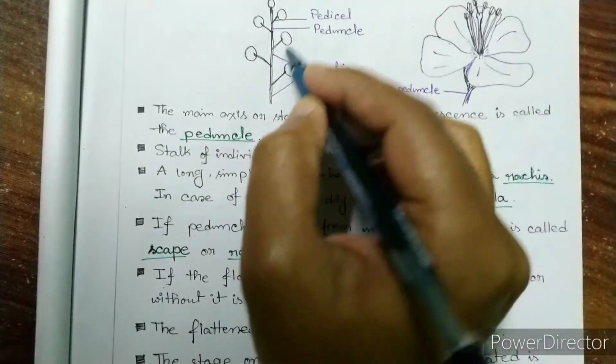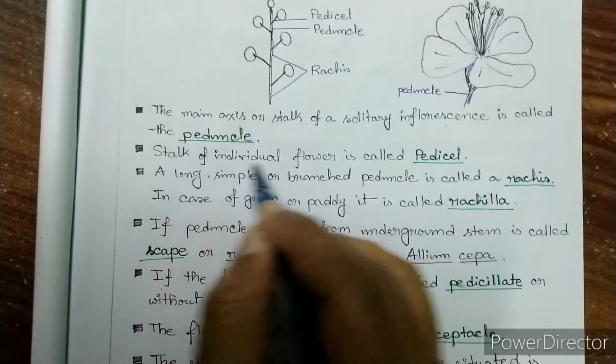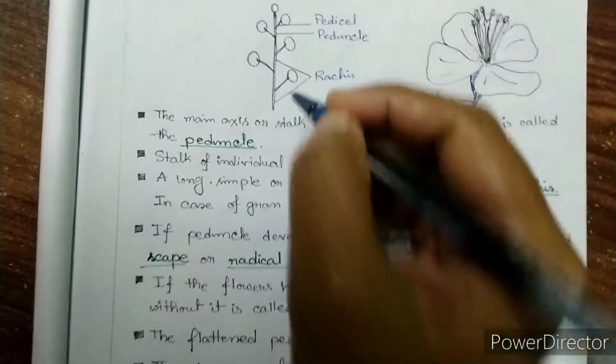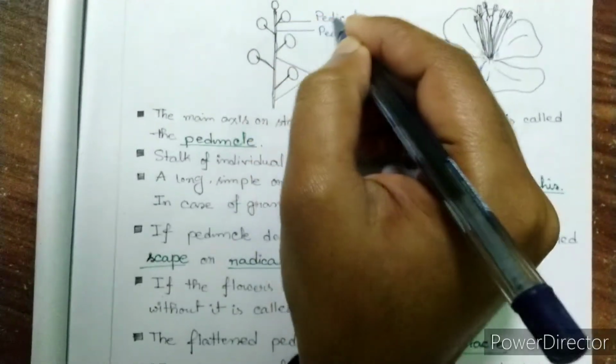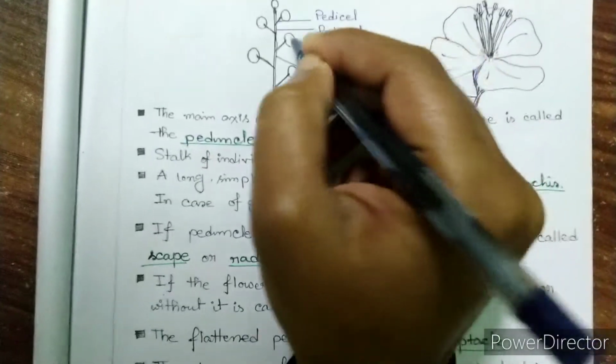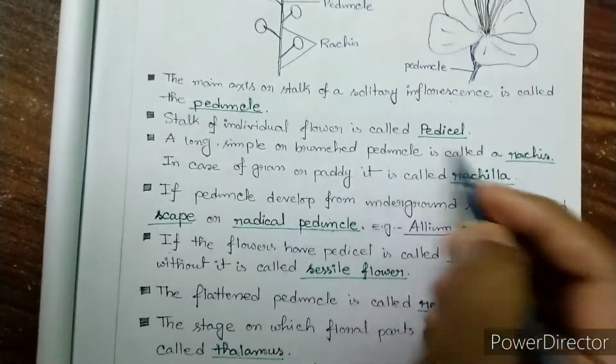Okay, next we talk about pedicel. So what is pedicel? You just look at the picture, the stalk of an individual flower is called pedicel. So each and every flower has a stalk. Okay, so this stalk is called pedicel and it always arises from the peduncle. Okay, so this is pedicel and peduncle.